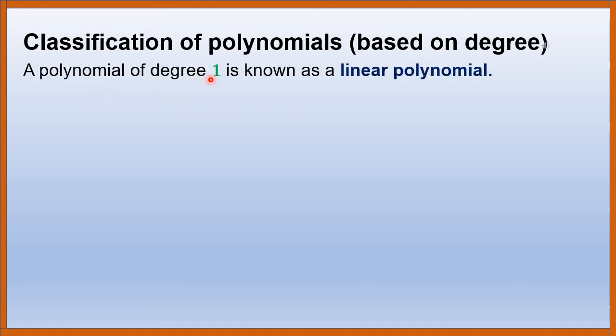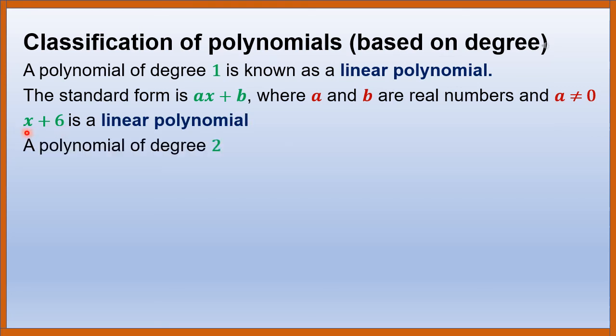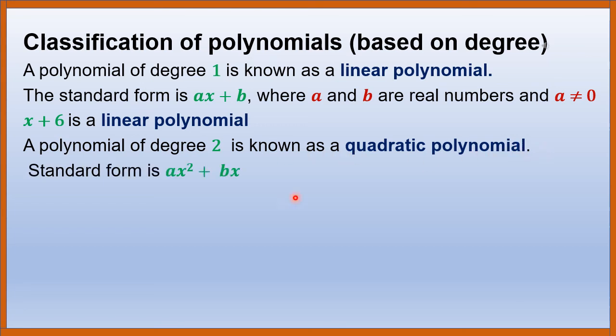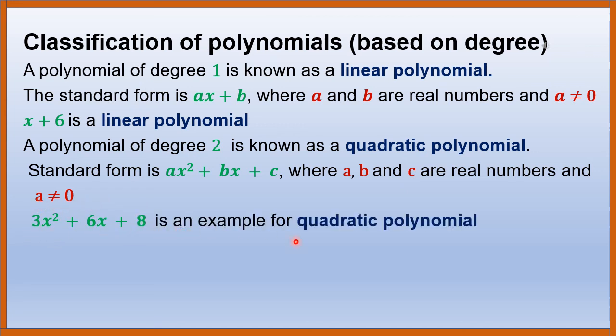Classification of polynomials based on degree. A polynomial of degree 1 is known as a linear polynomial. The standard form is ax plus b, where a and b are real numbers and a not equal to 0. X plus 6 is a linear polynomial. A polynomial of degree 2 is known as quadratic polynomial. Standard form is ax square plus bx plus c, where a, b and c are real numbers and a not equal to 0. 3x square plus 6x plus 8 is an example for quadratic polynomial.